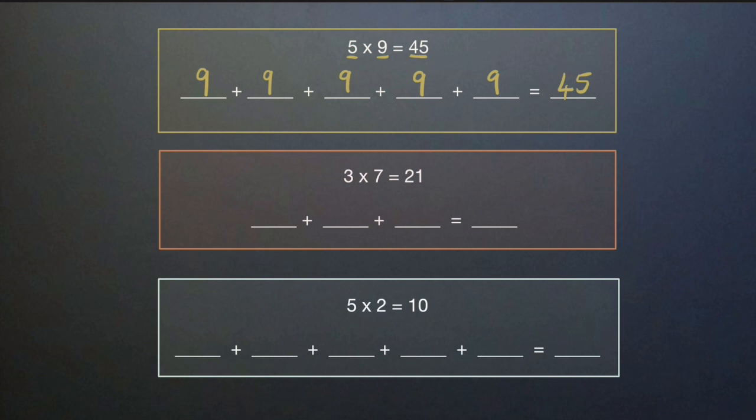In this one here, we've got 3 groups of 7 is equal to 21. So we could write 7 plus 7 plus 7 is equal to 21. And in this last one here, we've got 5 groups of 2 is equal to 10. So we could write that as 1 group of 2 plus 2 groups of 2 plus 3 groups, 4 groups, 5 groups of 2. And if we added them up, of course, we'd have 2, 4, 6, 8, 10.